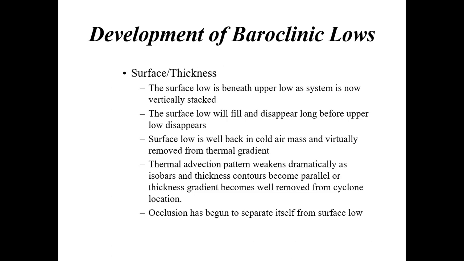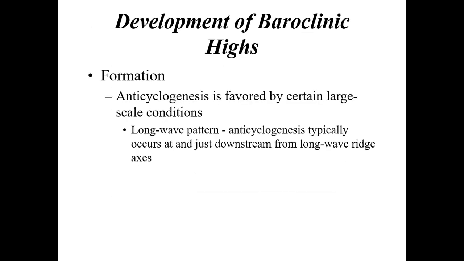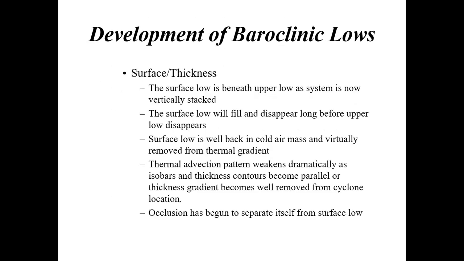The surface low is well back in the cold air mass and virtually removed from the thermal gradient, so that surface low is now shifted back northwest towards the colder air mass. So we no longer have that thermal or temperature advection pattern as it's weakening, and the isobars and thickness contours become parallel, or the thickness gradient becomes well removed from cyclone location. And once the occlusion has begun to separate itself from the surface low, then we definitely know that we're in the dissipation stage. So that wraps things up on the baroclinic lows.